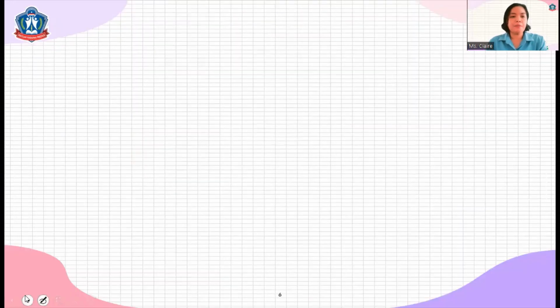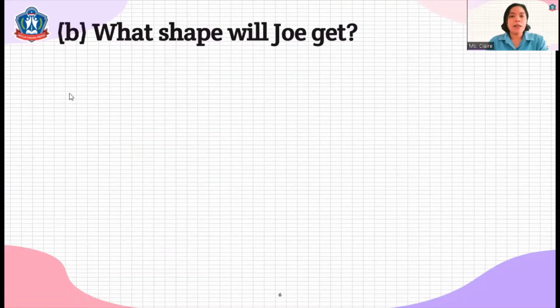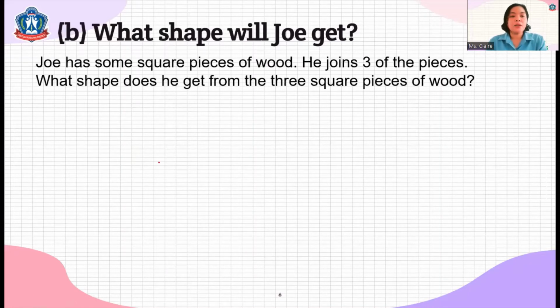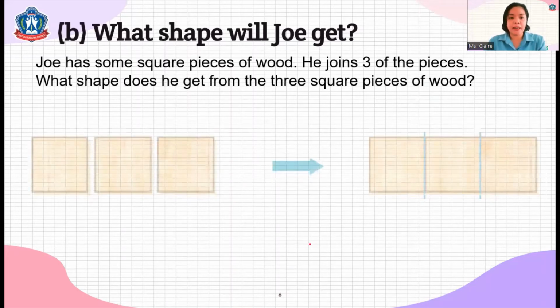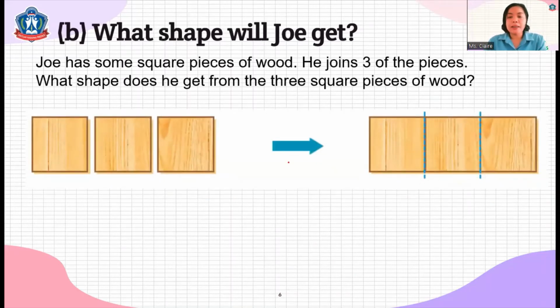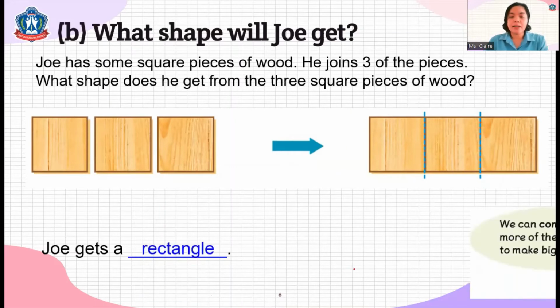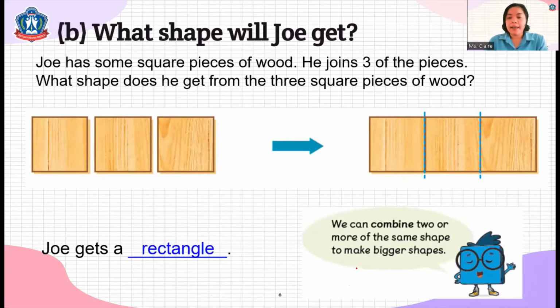Let's continue. What shape will Joe get? Joe has some square pieces of wood. He joins three of the pieces. What shape does he get from the three square pieces of wood? Joe gets a rectangle. We can combine two or more of the same shape to make bigger shapes.